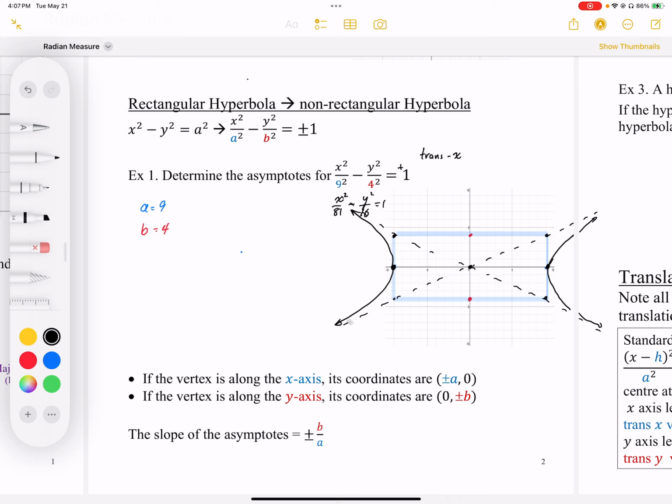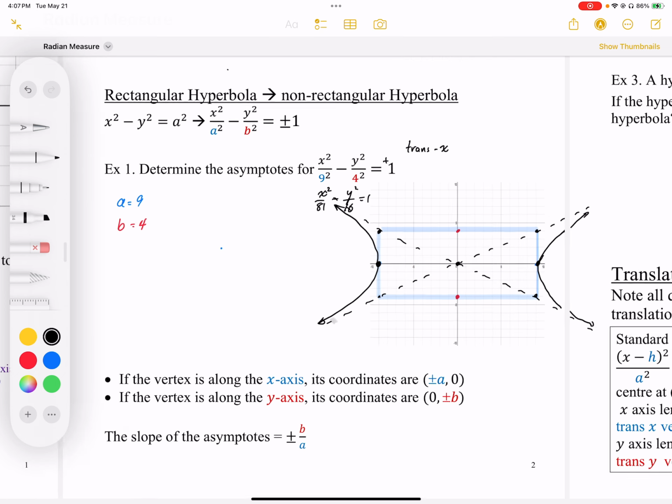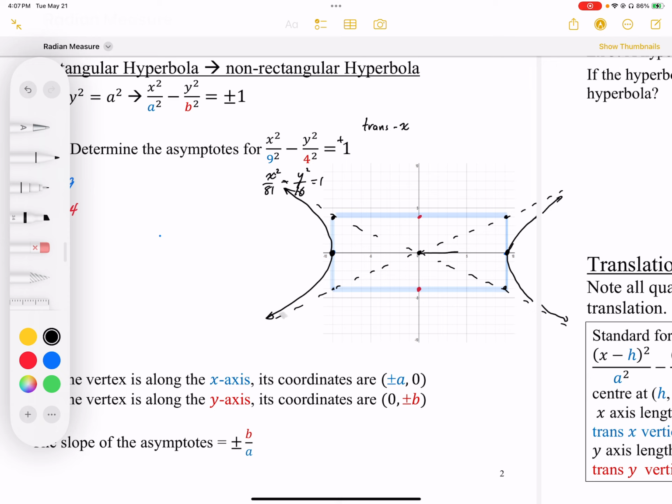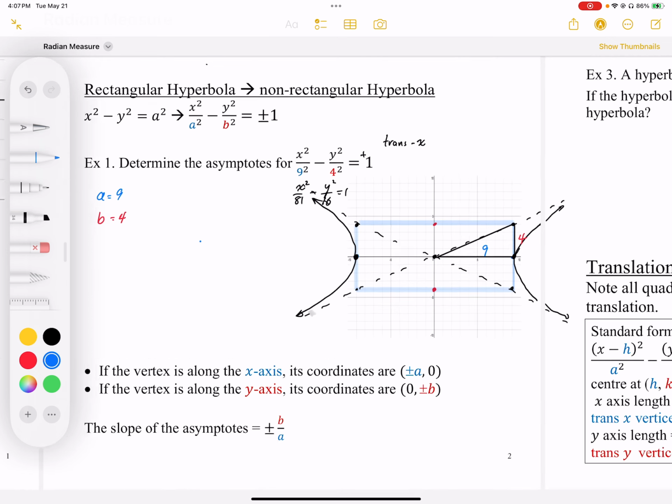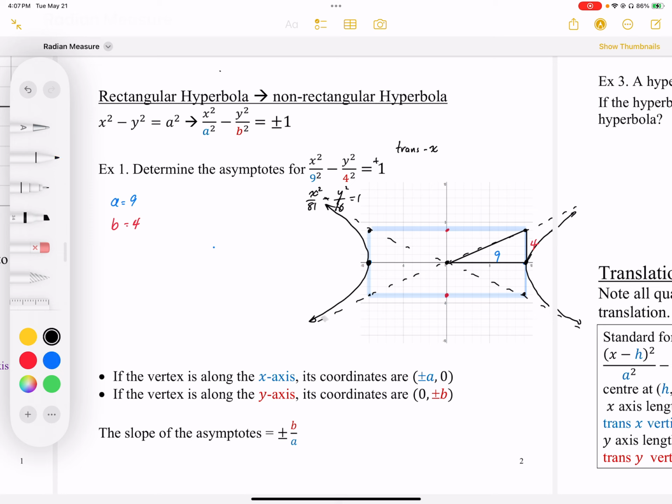So what's important to recognize is the reason why I drew in that box and drew the diagonal in is because through that diagonal then, we have the slope value. And the ratio of that slope is going to be b is 4 and a is 9. Okay, so the slope of the asymptote in this case is going to be plus minus the b over the a, or in this case 4 over 9.